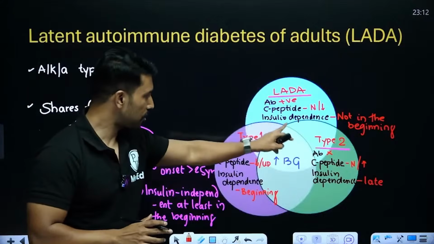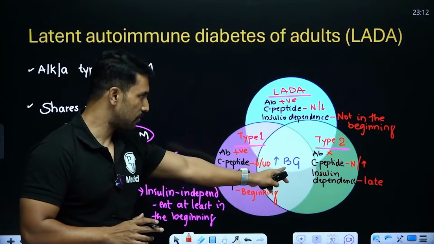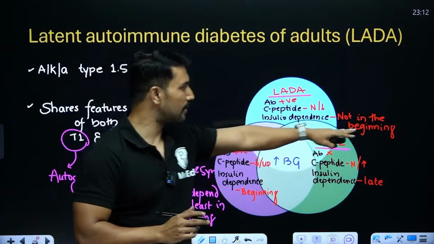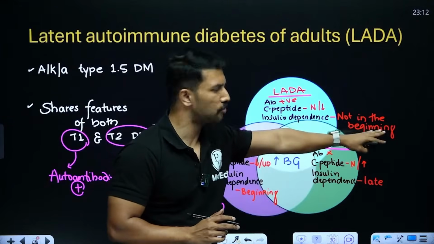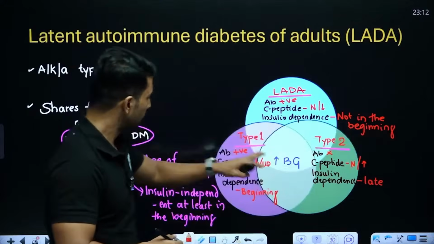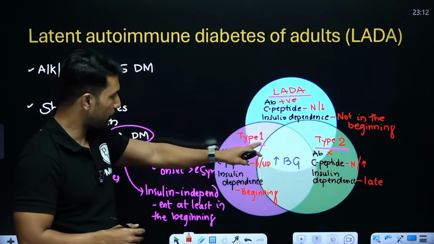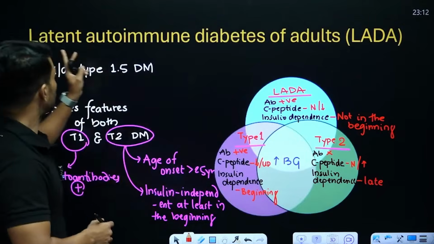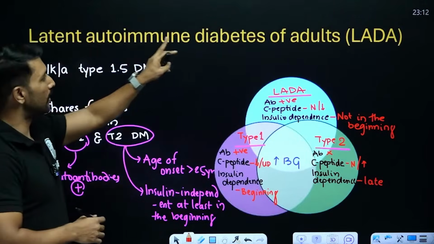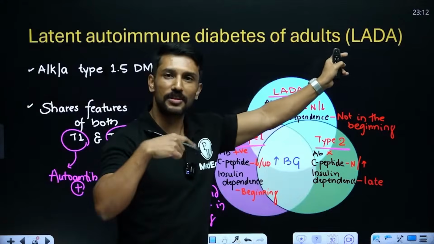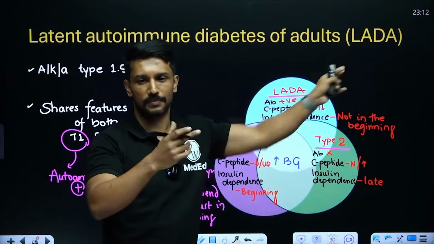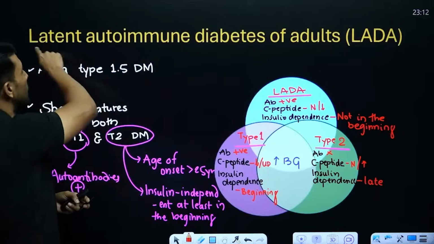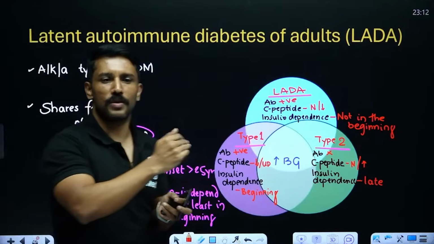So one thing that is shared by all three is hyperglycemia. And then the shared feature between LADA and type 2 is that there is no insulin dependency in the beginning and the age of onset is adult. And shared between LADA and type 1 is antibodies, right? That's why it is called latent autoimmune diabetes of adults, meaning the age of presentation is in adulthood after 25 years. And autoimmune because antibodies are there. And it is called latent because it is slowly progressive, right?